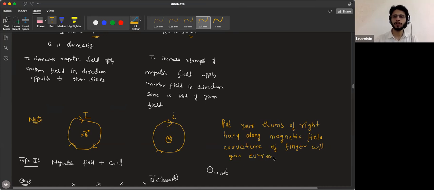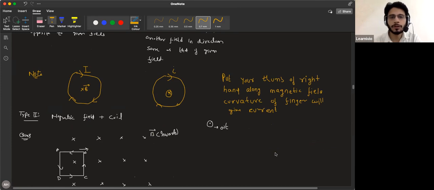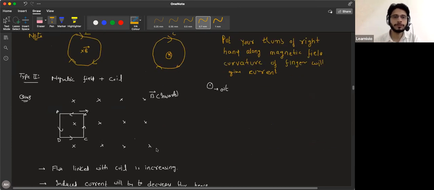So when you use the right hand thumb rule here, the direction of the thumb will give the direction of the magnetic field. You just have to decide the direction of current. So this is the first type of question.